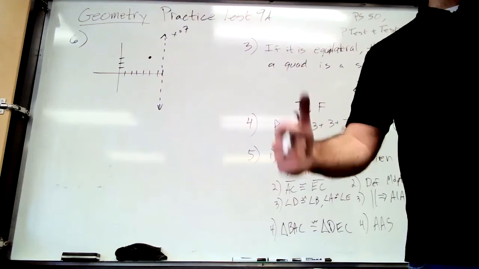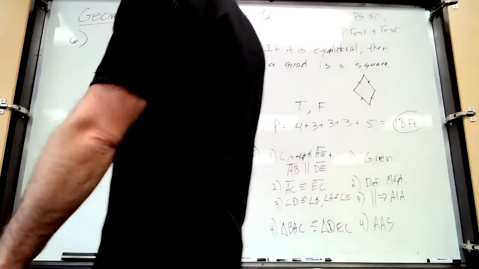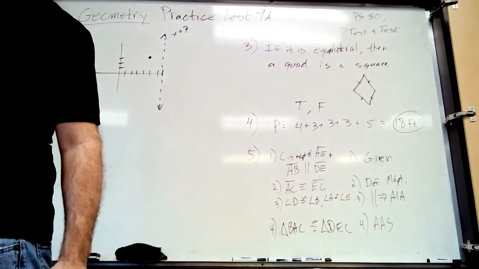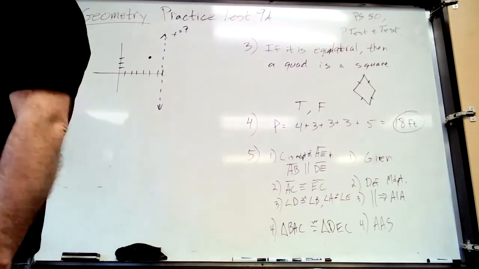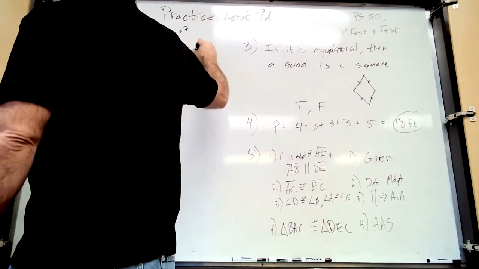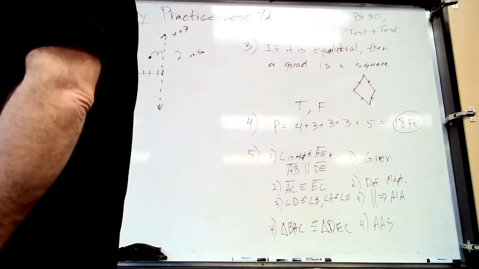It's the perpendicular distance. So look at the x equals 7. Look at the x value, 5. How far is 5 from 7? 2 units. That's it for number 6.